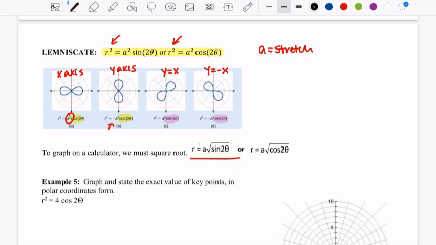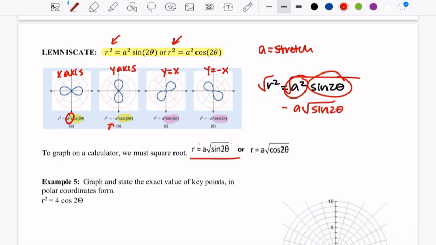That's because we start with that r squared, so we have a squared sine 2 theta. When I apply that square root, we can take the square root of the a squared, which becomes a. We can't take the square root of the sine 2 theta, so that ends up underneath that square root. And technically, yes, we do end up with a plus or a minus. What that plus or minus does, though, is just change the direction in which we graph. We end up with the same curve, we just go a different route about it.